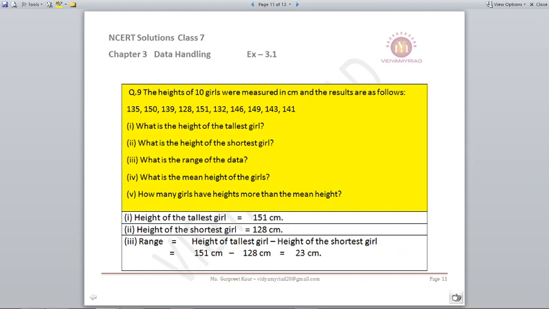Question number 9. The heights of 10 girls were measured in centimeters and the results are as follows. First of all, we need to find the height of the tallest girl. According to the data given, the highest number is 151 centimeters. The shortest girl will be the smallest number, that is 128 centimeters. The third part is I need to find the range. What is range? Highest minus lowest, or height of the tallest girl minus height of the shortest girl, maximum minus minimum, which is 151 centimeters minus 128 centimeters, giving you 23 centimeters.